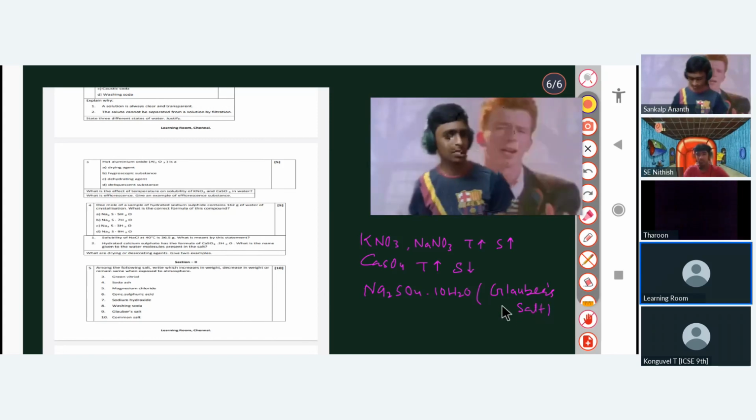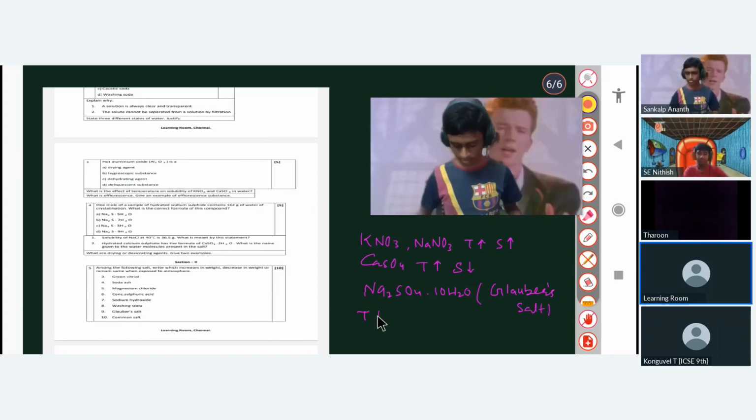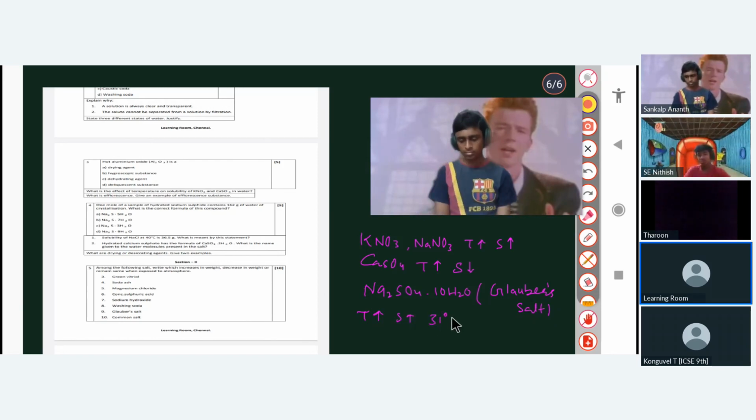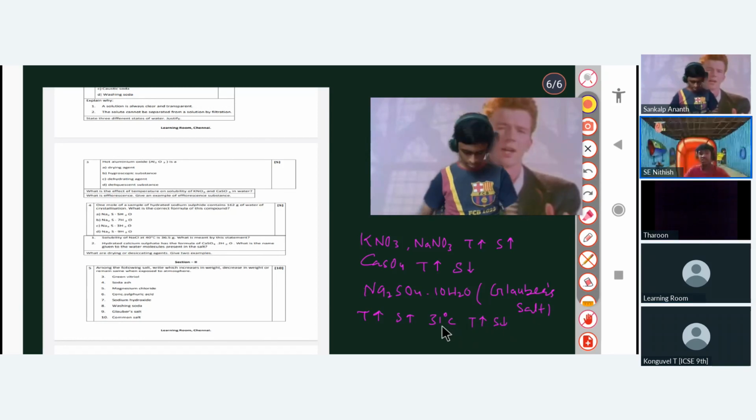So when we increase the temperature, solubility also increases. But after some time, that means after 31 degrees Celsius, if we just increase the temperature further, then solubility will decrease. It shows anomalous behavior, right? This point is called the transition temperature.